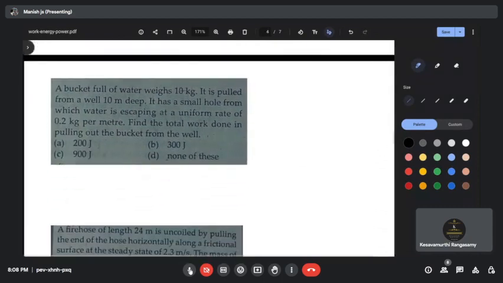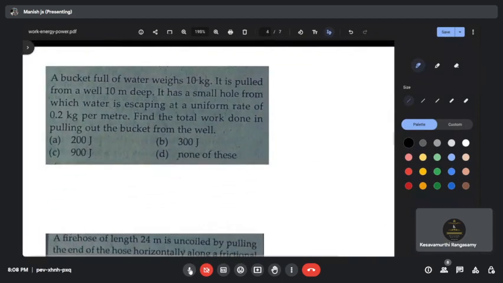So now we are moving on to the next question. I want one of you to read. I've got a sore throat, so please one of you can read. A bucket full of water weighs 10 kilograms. It's pulled from a well 10 meters deep. It has a small hole from which water is escaping at a uniform rate of 0.2 kilograms per meter. Find the total work done in pulling the bucket.